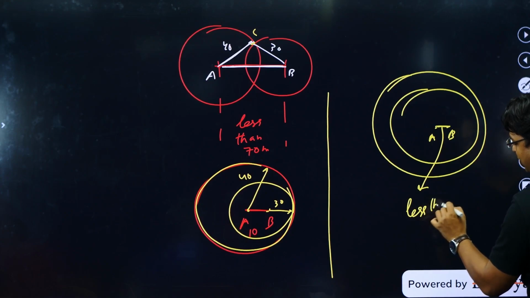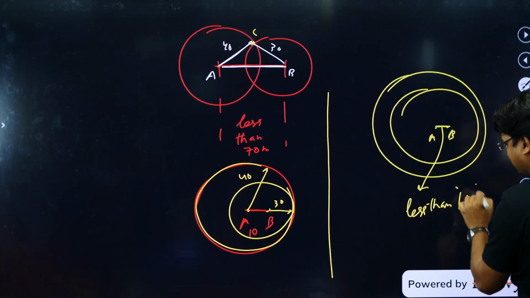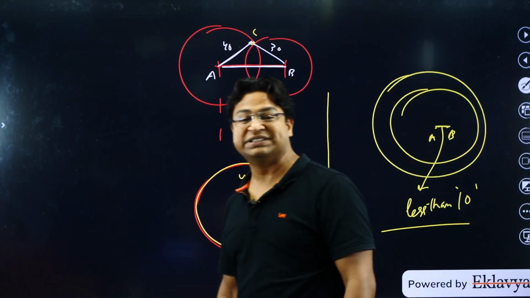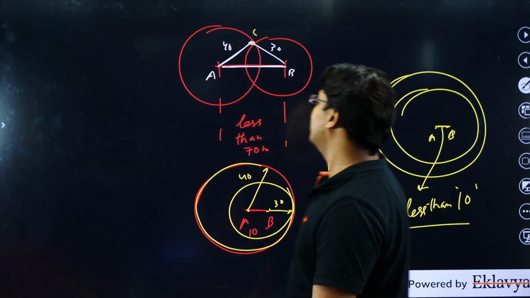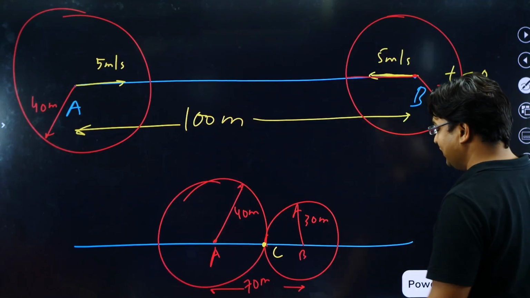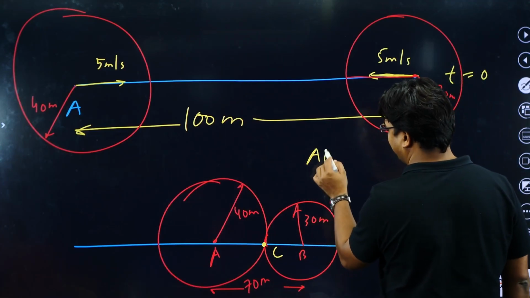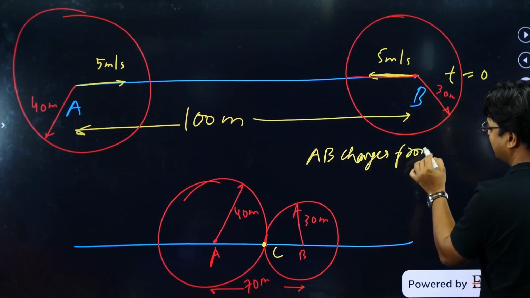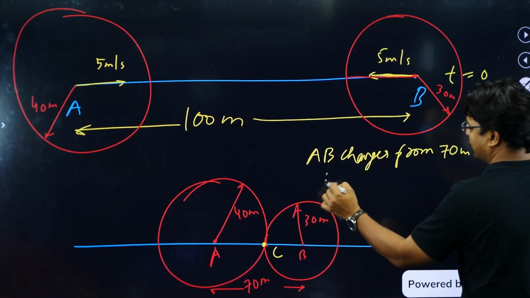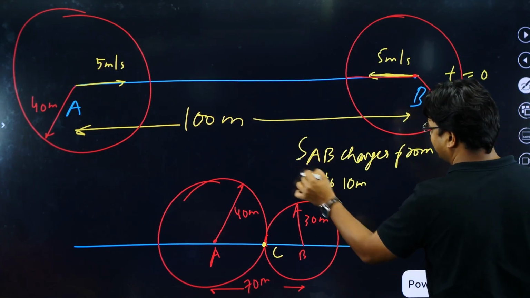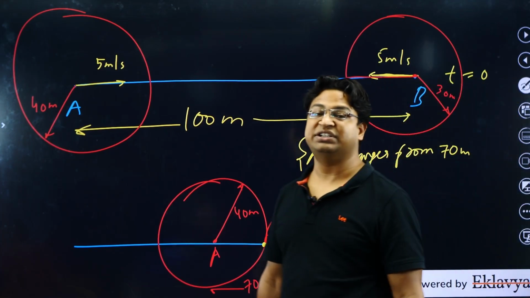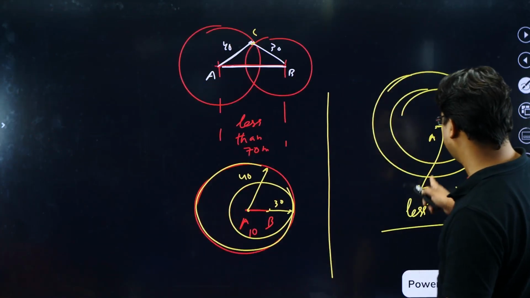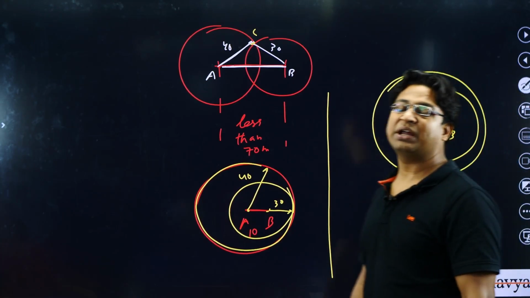This is less than 10. So C again loses its existence. All right, so C existed when the distance between A and B changes from 70 meters to 10 meters. During this C existed, then C disappeared. Okay, we are here. Now, after how much time will C reappear?